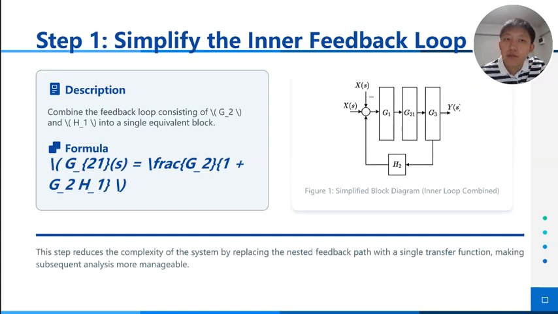First, we simplify the inner feedback loop formed by G2 and H1. Applying the feedback formula, this loop can be replaced by an equivalent block G21, which is G2 divided by 1 plus G2 times H1.